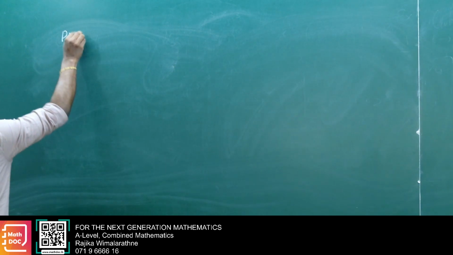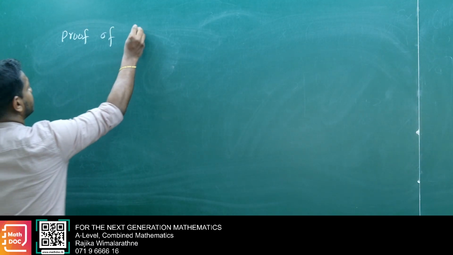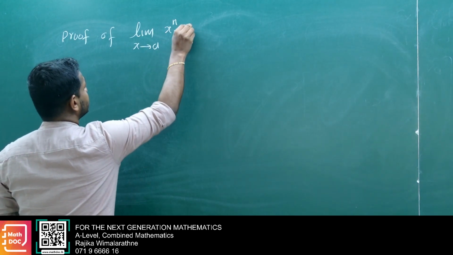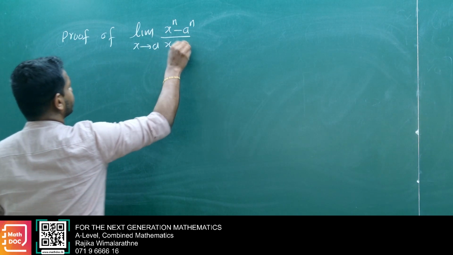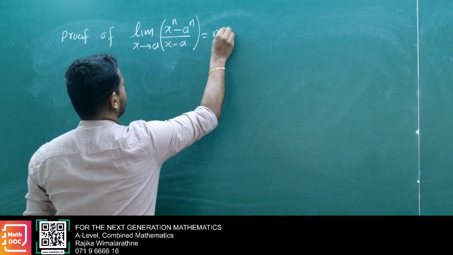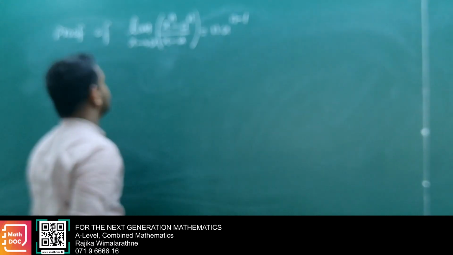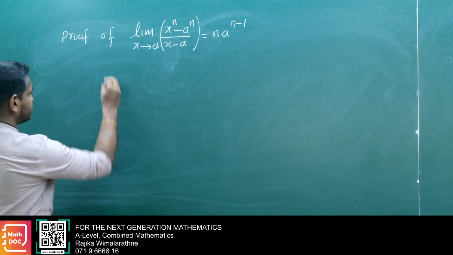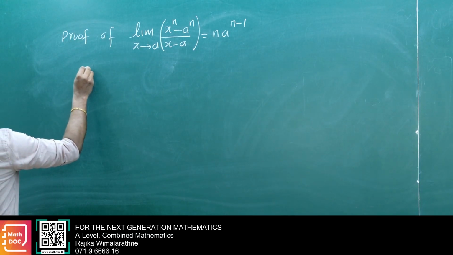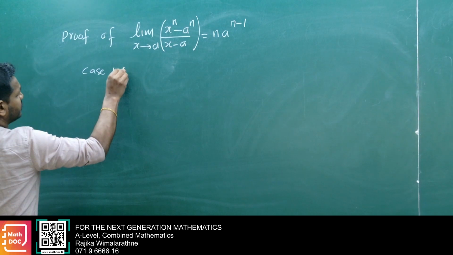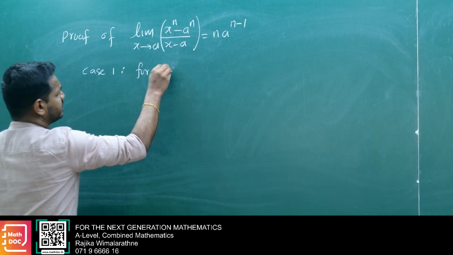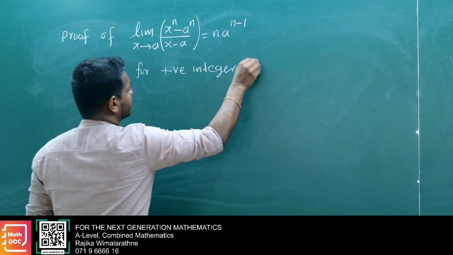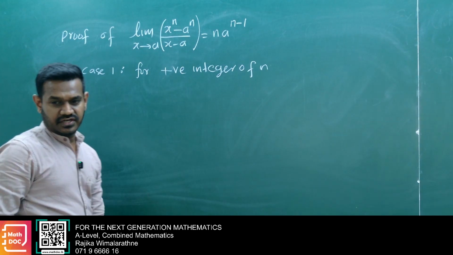Okay, now see this one. Proof of limit x goes to a, x to the power n minus a to the power n divided by x minus a, equals n a to the power n minus 1. Proof of the theorem. Now case 1 for positive integers, for positive integer n.